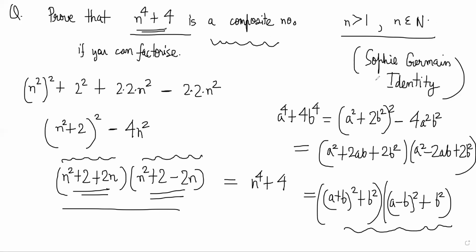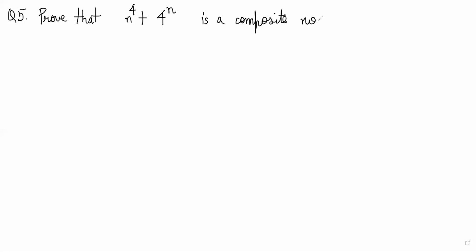So it may seem like a very obvious thing, but this property and this identity has some uses in questions like this one, for example. We'll say the question is this: prove that n power 4 plus 4 power n is a composite number for all n belonging to natural numbers and n is greater than 1.